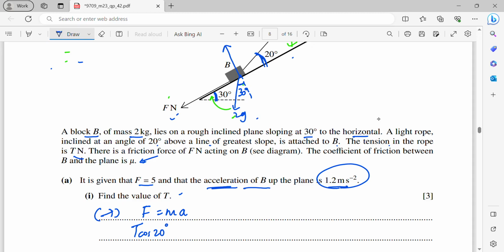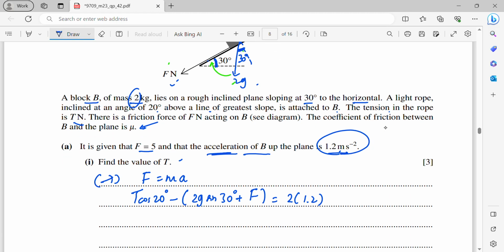And then the F and the 2G sine 30 degrees, because when I resolve the 2G to the direction which is along the plane, I'm using the alternate angle here. So both are in the opposite direction as the T. Therefore it will be negative. So it should be negative. Then I will get 2G sine 30 degrees plus F, then equals MA. My M is 2, and then the A is given 1.2.